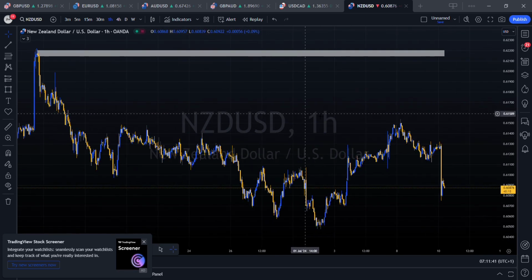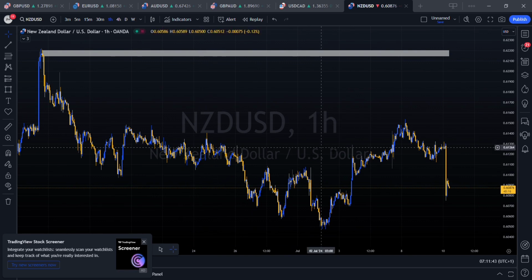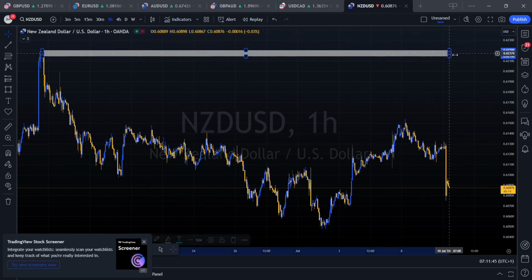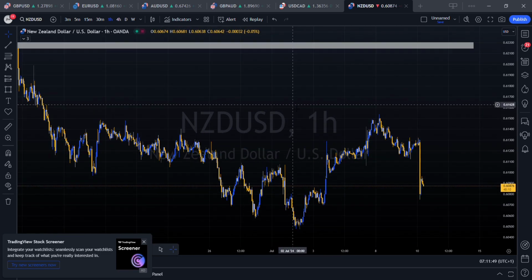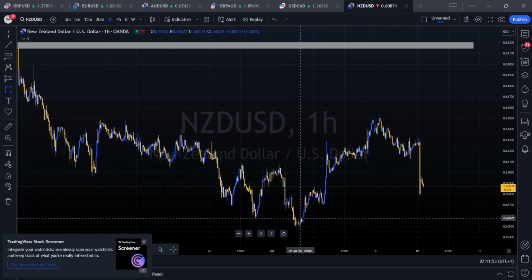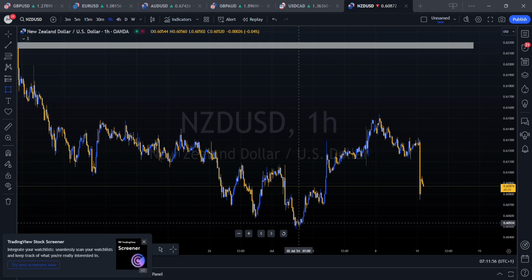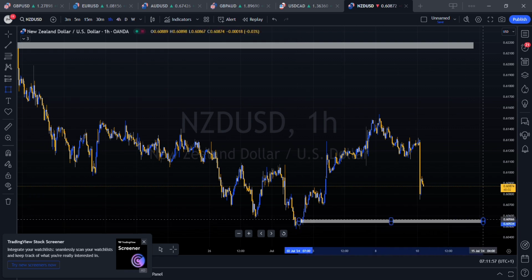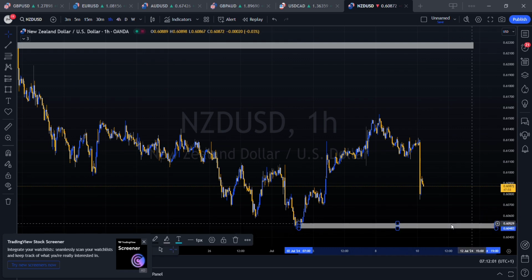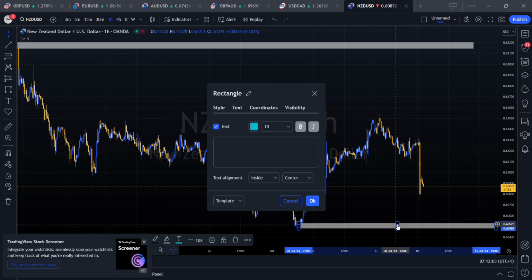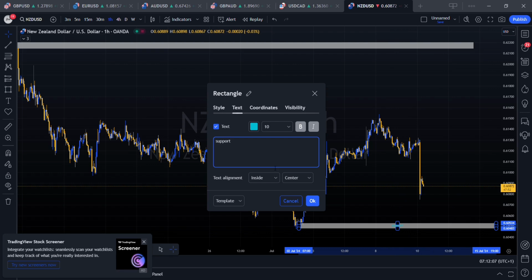Currently on this very time frame, we are looking at the 1 hour time frame. We're currently analyzing at the 1 hour time frame, and here will be our support, right here. Just like that.